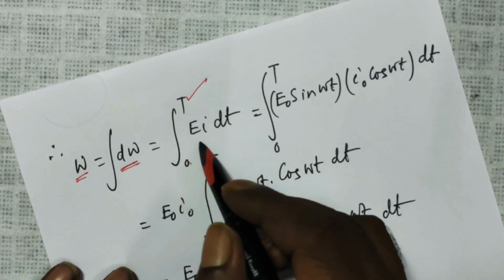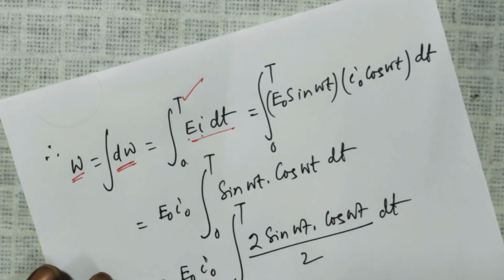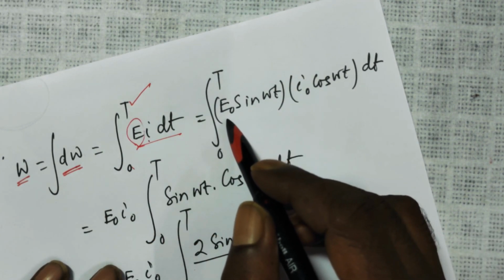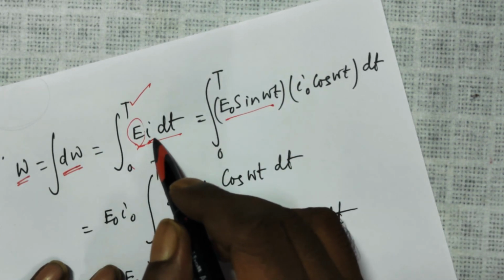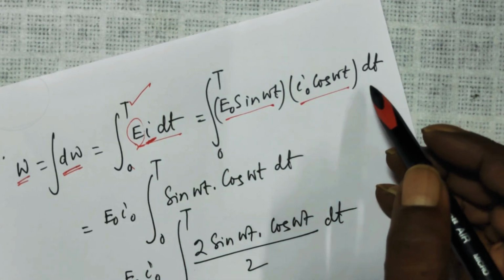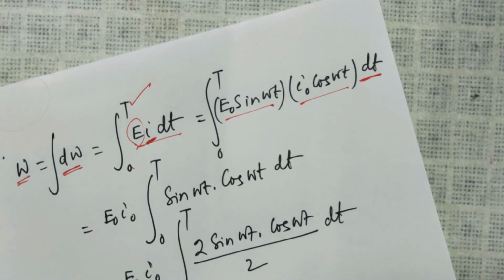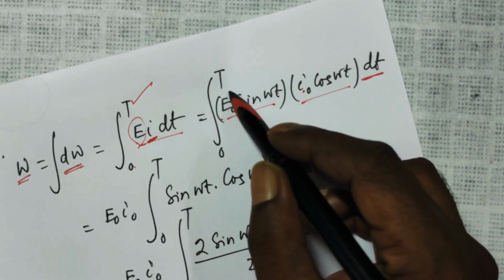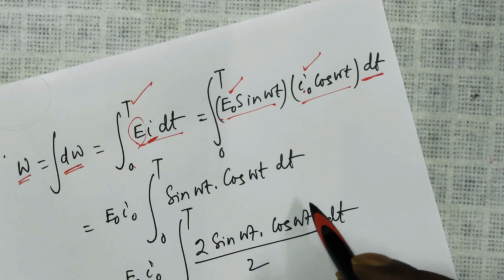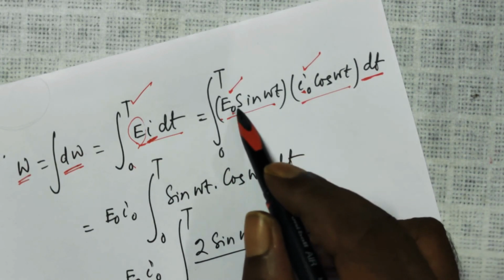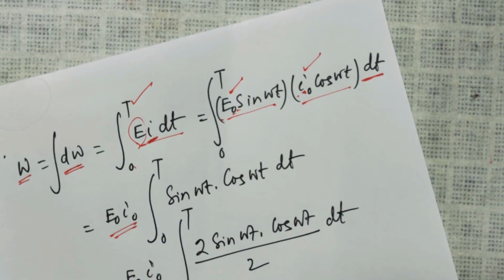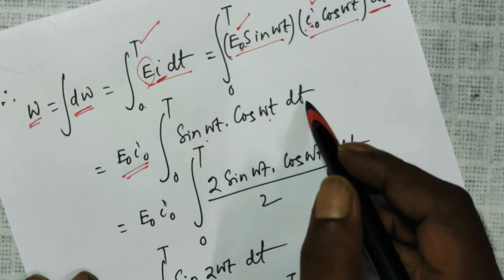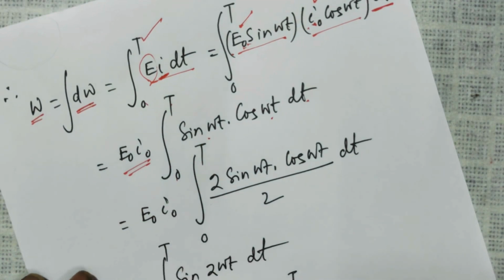So for dW I put EI dt. Applied is the alternating EMF E naught sin omega t, and I just explained how I is equal to I naught cos omega t, and dt. So E naught is the maximum value of E, I naught the maximum value of I, both are constant. E naught I naught is taken out of the integration. So I am left with sin omega t cos omega t dt, its integration from 0 to T.